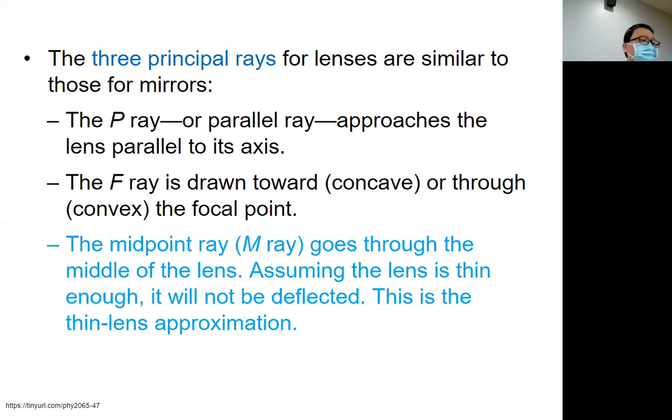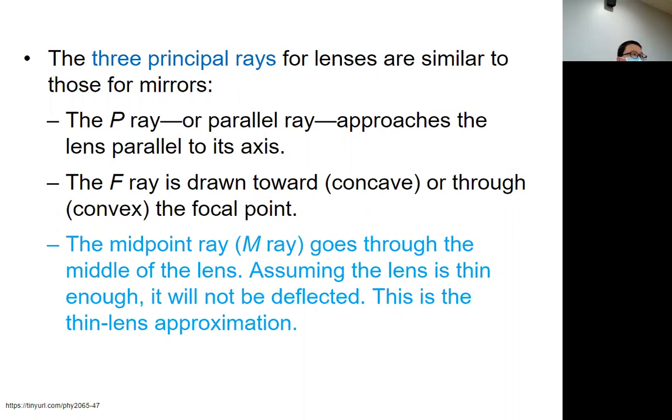Similar to what we do for spherical mirrors, you can use three principal rays. Here we use the P ray, the ray parallel to the axis of the lens. The F ray refers to rays coming from a focal point or appearing to go through a focal point. Instead of the C ray, the center of curvature ray, we'll use the midpoint ray here.